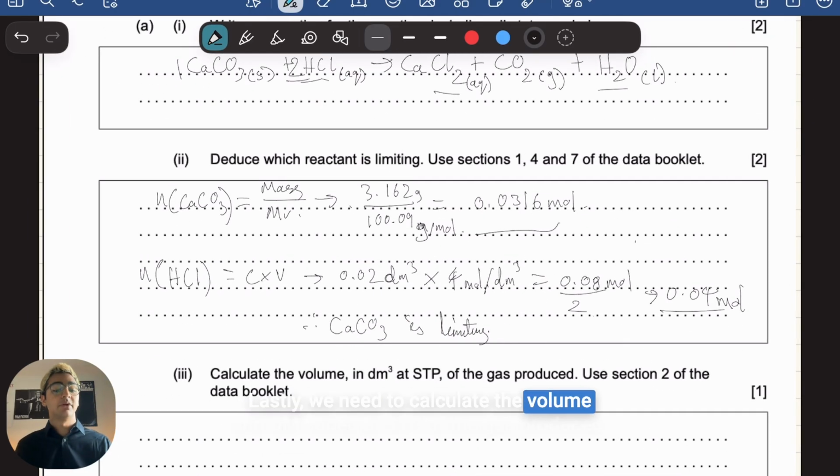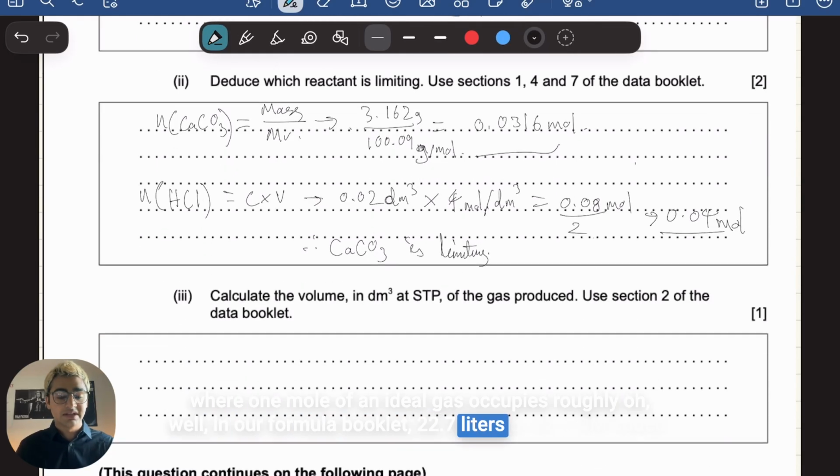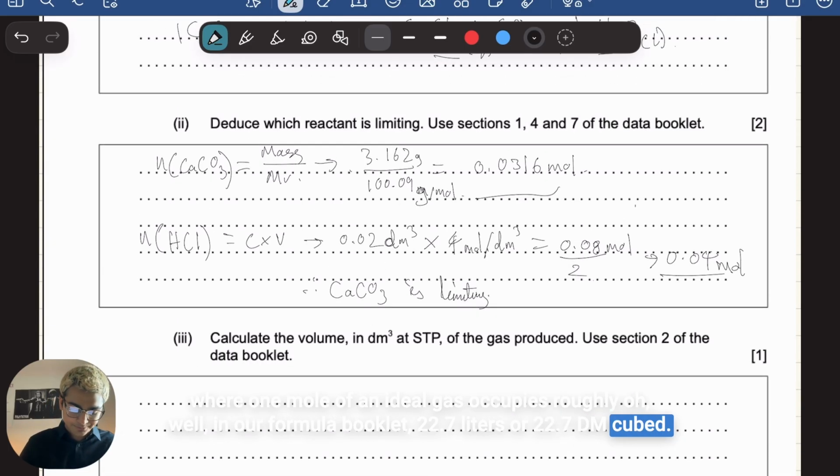Lastly, we need to calculate the volume in dm cubed at STP of the gas produced. Now, we have to remember, STP in chemistry stands for standard temperature and pressure, and it's defined by IUPAC as 0 degrees Celsius, or 273.15 Kelvin, 10 to the power of 5 pascals, which is nothing but 1 atmosphere. This is all in the formula booklet. And it's used as a reference point for measuring gas density and volume, where 1 mole of an ideal gas occupies roughly, in our formula booklet, 22.7 liters, or 22.7 dm cubed.